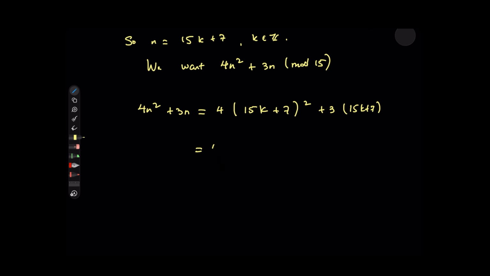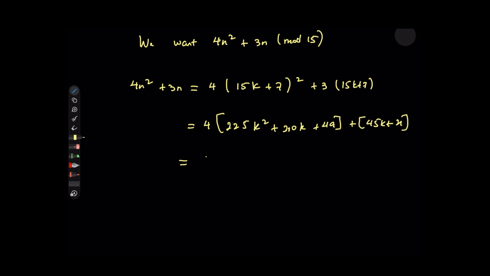So this will be equal to 4 into (15k plus 7) by itself. That will give me 15 by 15, which is 225k squared, plus 15 multiplied by 7 plus 15 multiplied by 7, that's 210k, plus 7 sevens, that's 49. Plus, let's just expand this out one time: 15 by 3, that's 45k, and 7 by 3, that's 21.